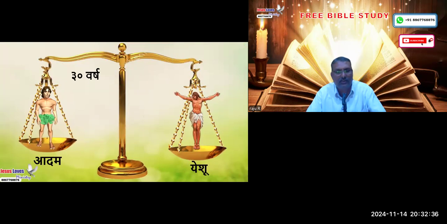You see? So Jesus was 30 years old when he took baptism. When Adam was created, what was the age of Adam? Adam was also 30 years old, dear brethren. God did not create a small baby. Adam was created at 30 years. He named all the animals. He was married. God married him. So his age was 30 years. Where is it given?